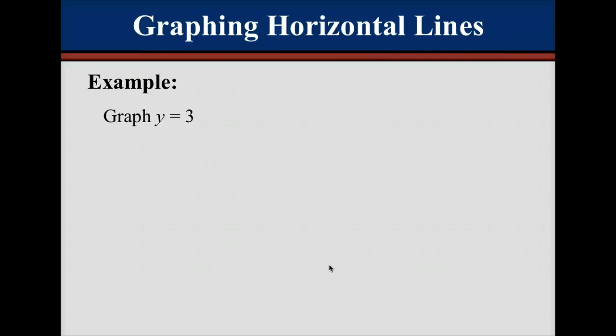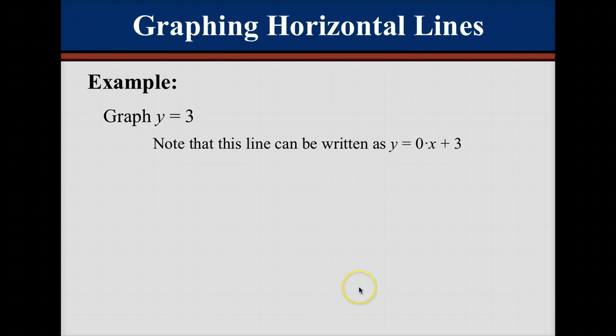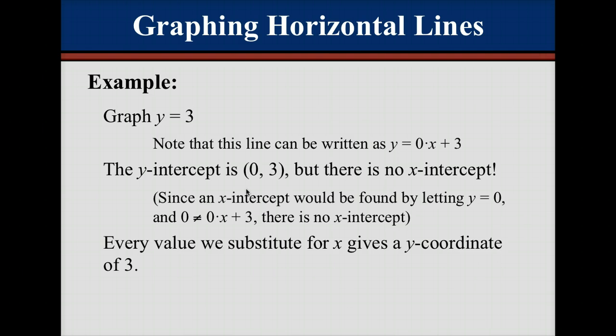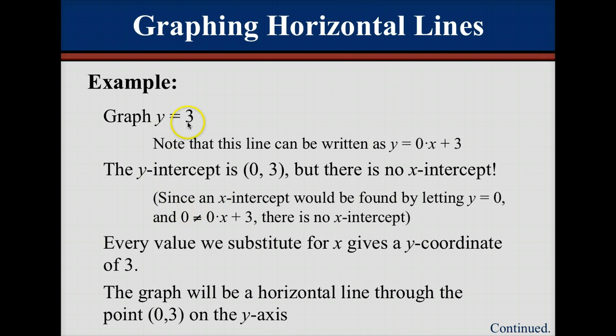Graphing horizontal lines. Y is equal to 3. In your textbook on page 150, you'll find more information about graphing horizontal and vertical lines if you'd like to add that into your notes. But what this means is there is no x-intercept. It doesn't matter what value you give for x, y is always going to be 3. So it's just going to be a horizontal line at 3. You count up to 3 on the y-axis, and it's a horizontal line across.